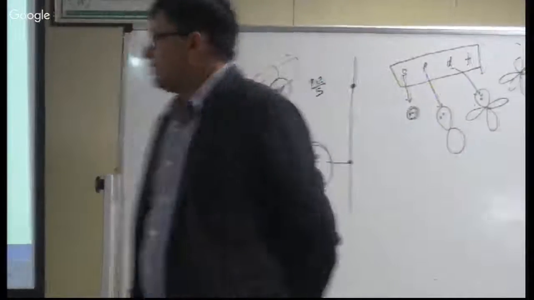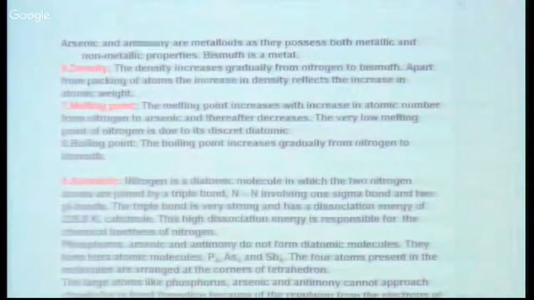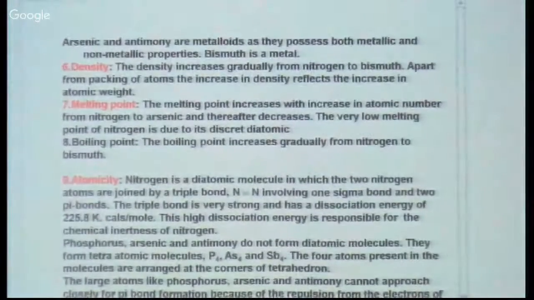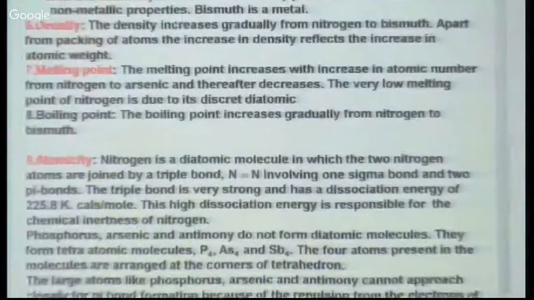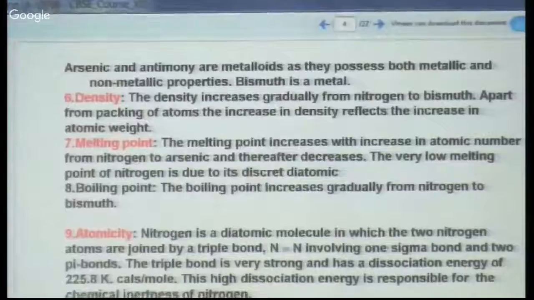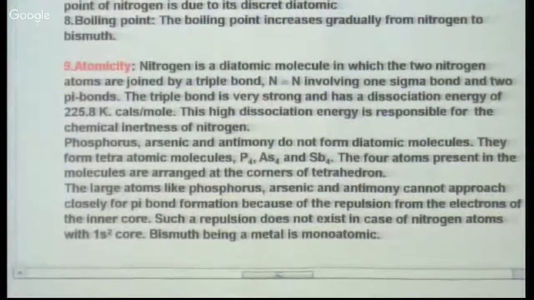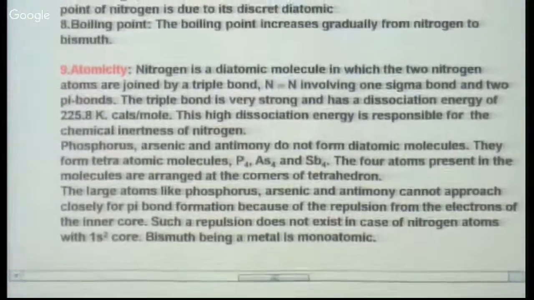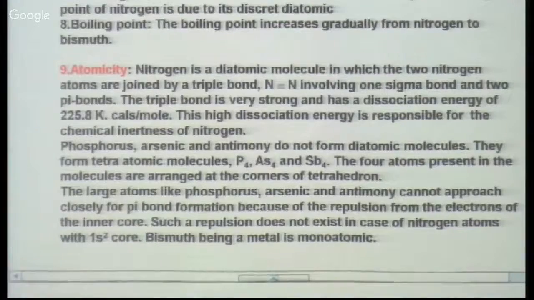Okay. Fourth is atomicity. You can write down the atomicity. Nitrogen has a triple bond, one sigma and two pi bonds. The dissociation energy is very high.